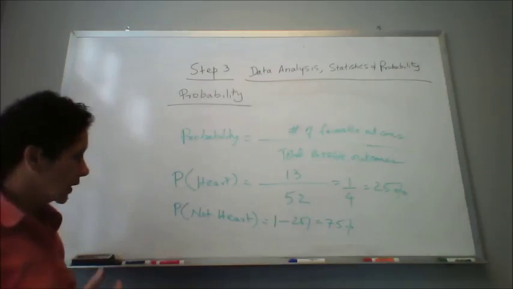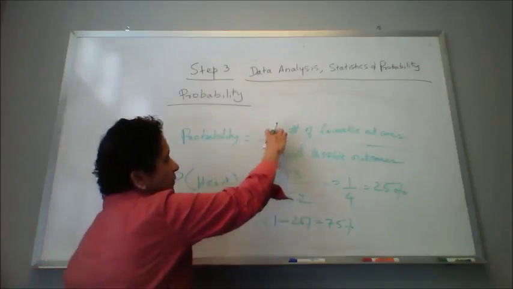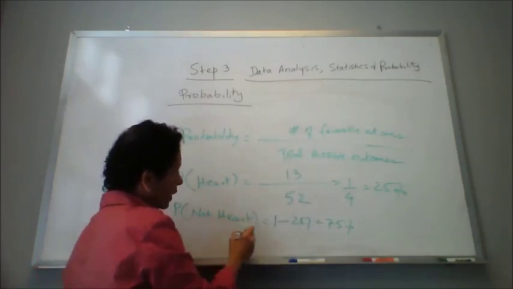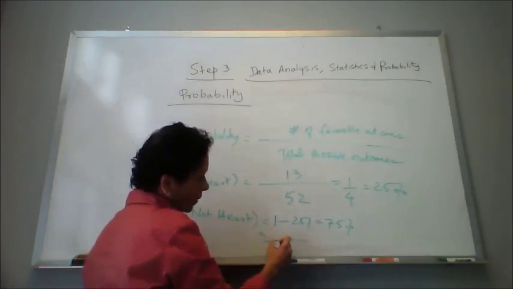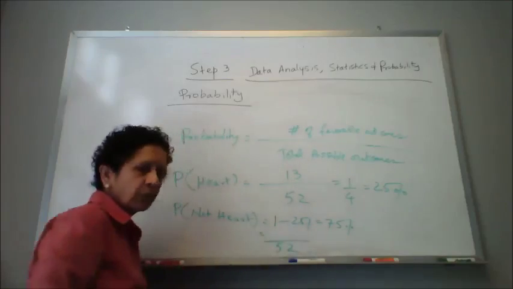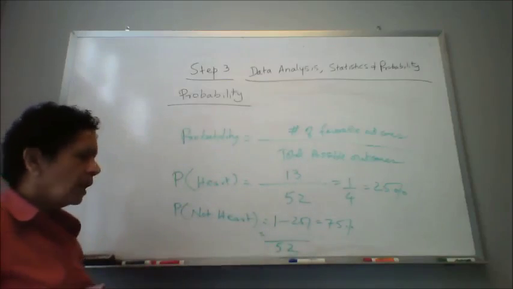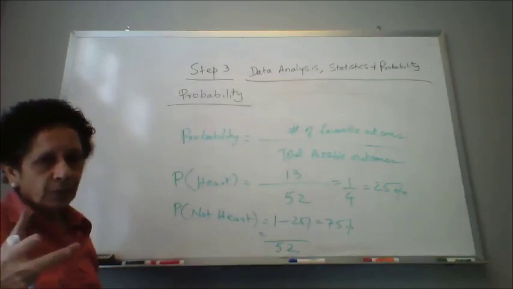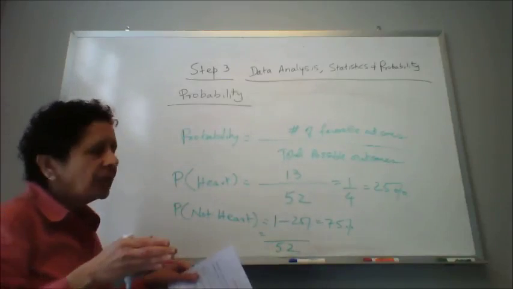Another way to do this is going back to this definition here. Probability of getting not a heart: again, the total number of possible outcomes is 52. So I put that on the bottom. On the top, I don't want to get a heart. So out of 52, 13 cards are hearts.